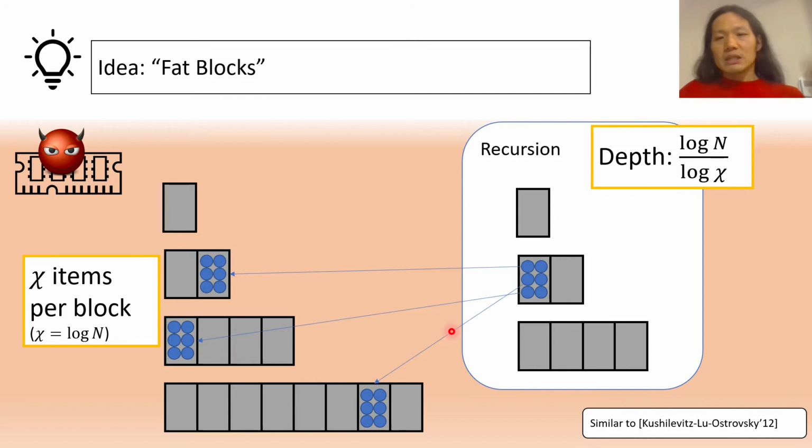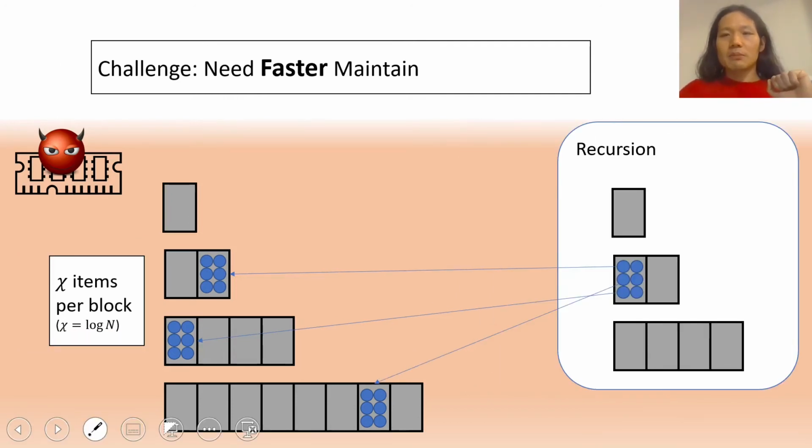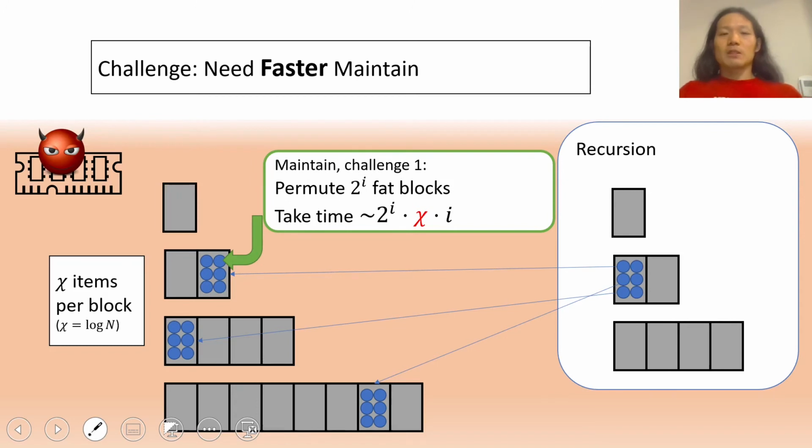We hope this will reduce the cost of maintenance, but it is still not there. There are two major steps in the maintain phase, and we have a challenge for both major steps. We need to make the two major steps faster. The first step is to permute the 2 to the i fat blocks.